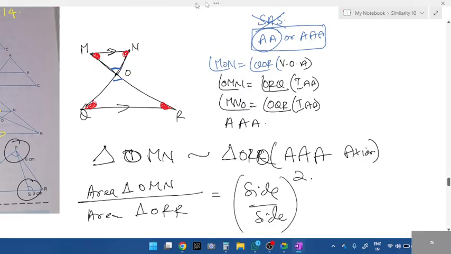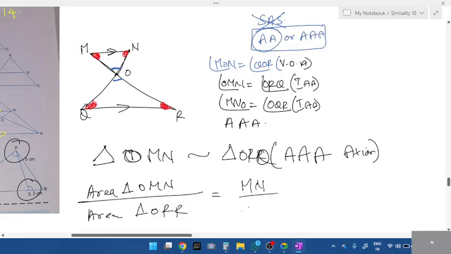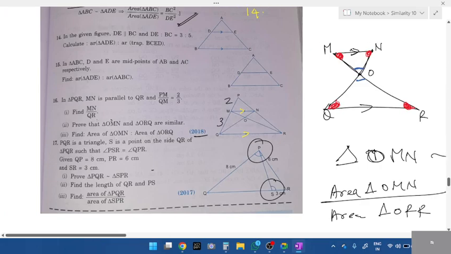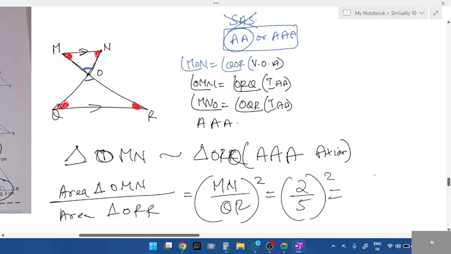For triangle OMN, tell me which angle is given or which angle we found. Very good, MN, divided by, for triangle OQR, which angle we found? QR. Just square it. What's the answer? What is the MN value we got? 2 pi. What's the final answer? That's it. This is the answer. Enough, these questions are enough. This was 2017, and the 2023-24 previous year test paper questions, I solved those.